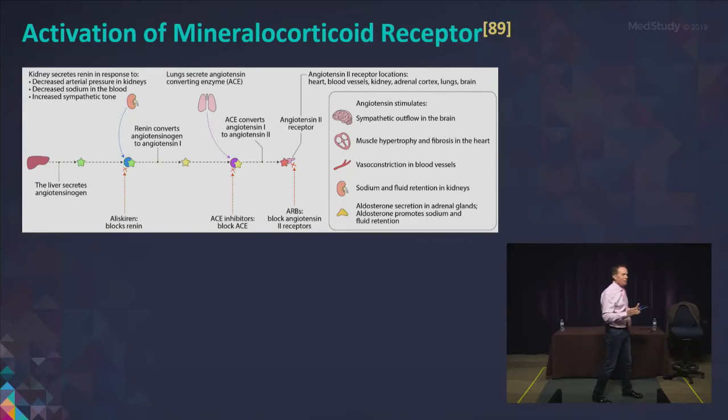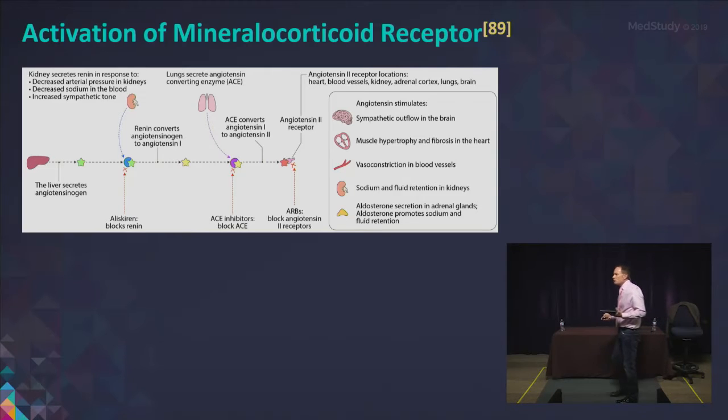Now, one of the things that happens with STEMI in particular is that the mineralocorticoid receptors are activated. And you might say, well, so what? Well, the so what is that when they get activated, some of the stuff that they do is not good at all. Vasoconstriction of the blood vessels. Muscle hypertrophy and fibrosis in the heart, not good. That's stuff we don't want. We want the heart to have good blood flow and repair.